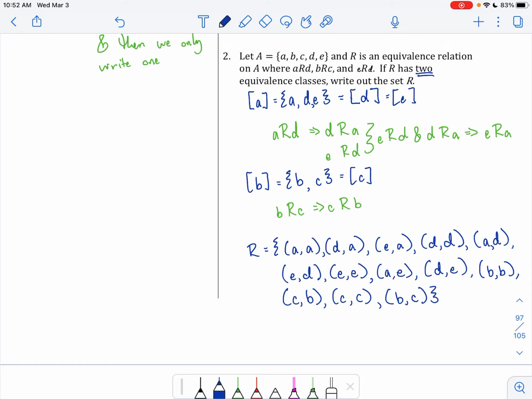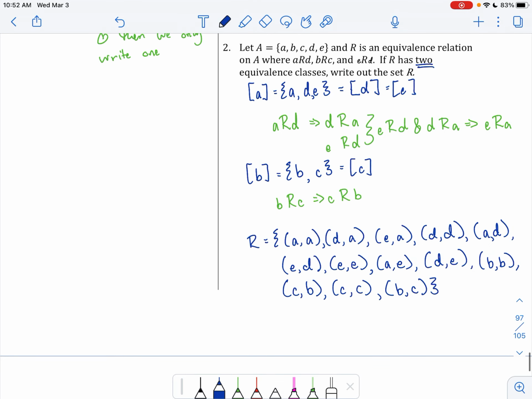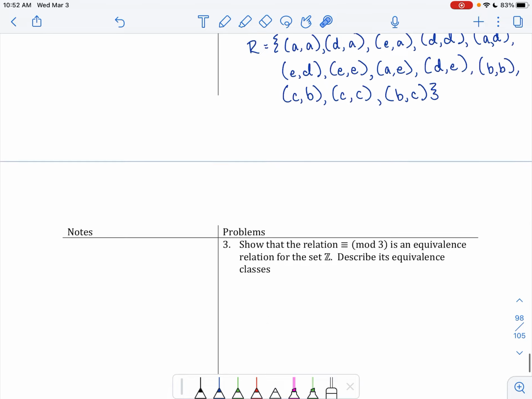All right. If you have questions about that, I know we went through that one relatively quickly, but there is an important idea here that we see in this set. And the idea here is that, again, if it says it has 2, it'll always have itself in there, so that'll help you identify which of these are equivalence classes.